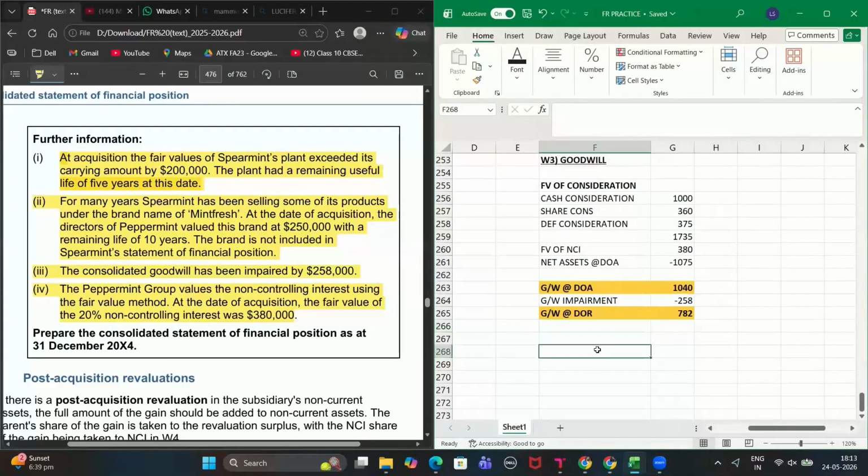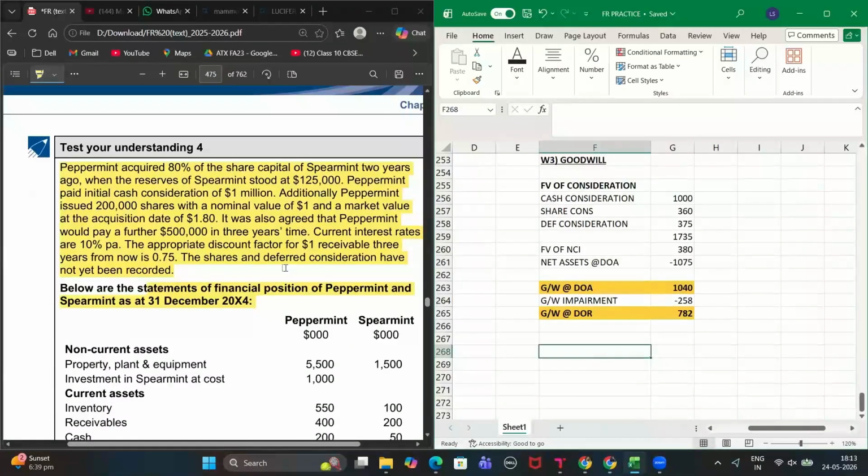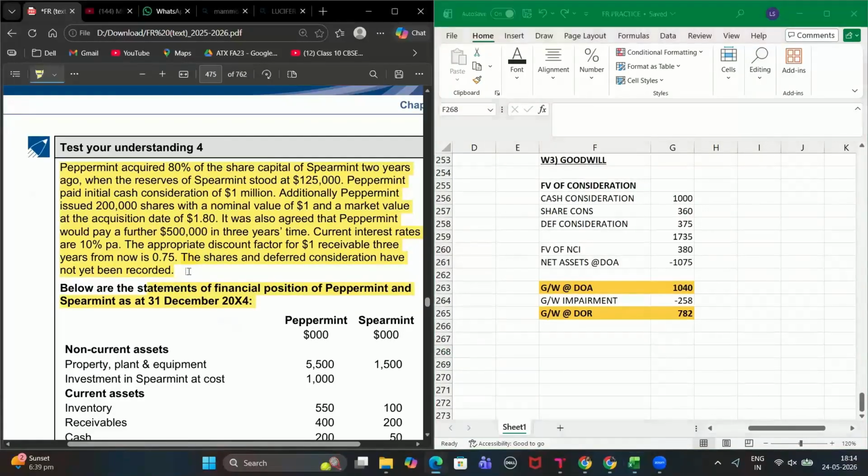What is the next working that we have here? See, before that, one more thing. Just a minute. There is one more thing mentioned in the question. Can you guys read this? The shares and deferred consideration have not yet been recorded.